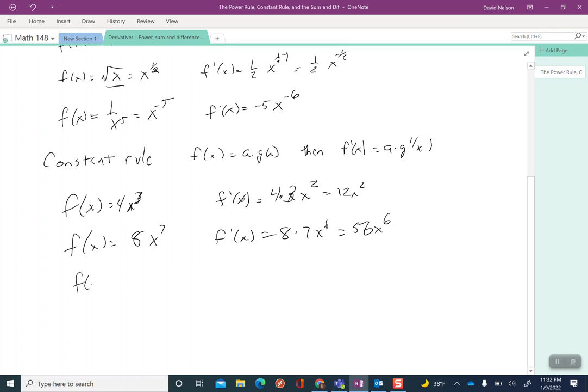F of x equals 11 over x cubed. We'll have to rewrite that as 11x to the negative 3 power.